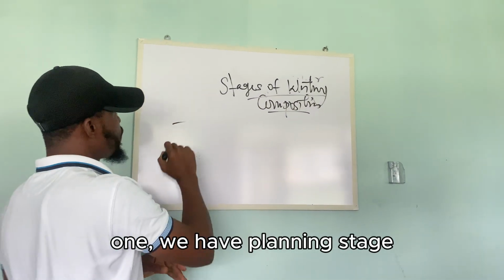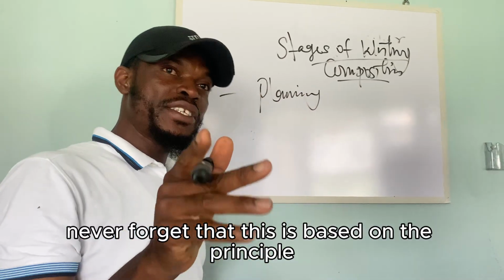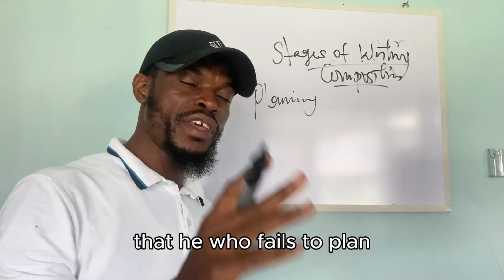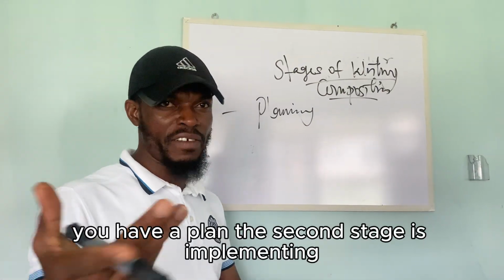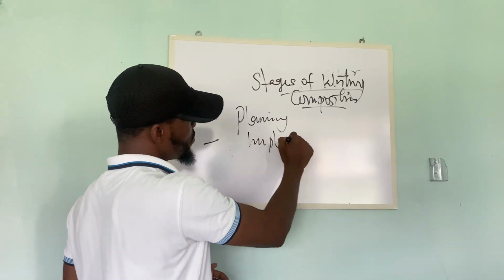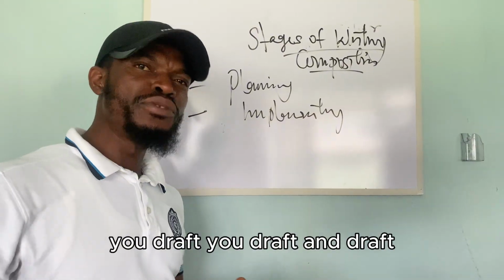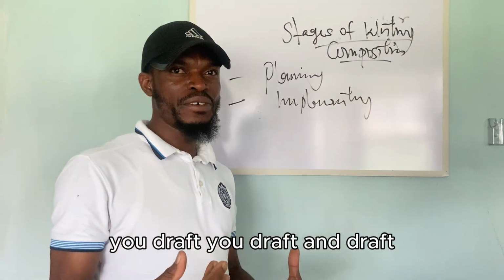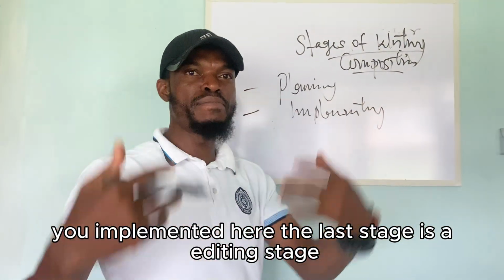One, we have the planning stage. Never forget that this is based on the principle that he who fails to plan plans to fail. You must plan everything. If you want to erect a building, you have a plan. The second stage is the implementing stage. This is where you need to draft. You draft, and you draft. What are you expected to do here? It's just the idea you have planned, you implement it here.